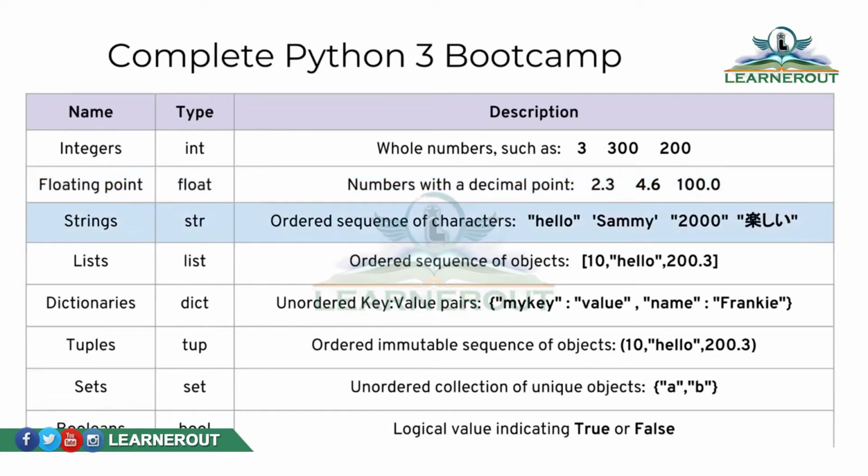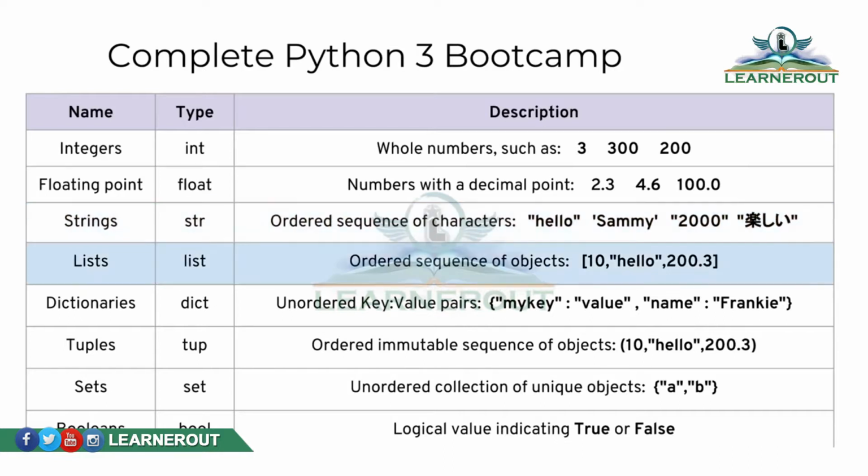After that, we have strings, and strings are an ordered sequence of characters. You can think of these as just words, but you should also note they can be numbers as well as foreign characters inside of a string. The main thing that denotes a string is that it has either double quotes or single quotes. Here we can see we have hello in double quotes, Sammy in single quotes. We have the digits of 2000 inside double quotes. That makes it a string. It's no longer just an integer because it has double quotes around it. And you can also see we have some Japanese characters inside double quotes.